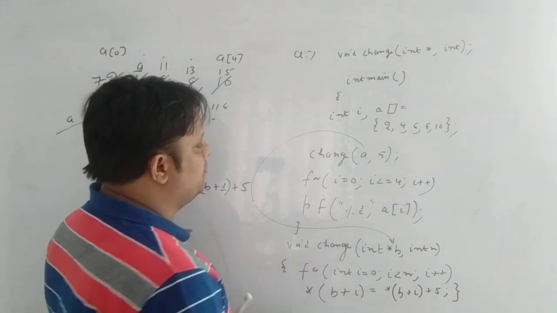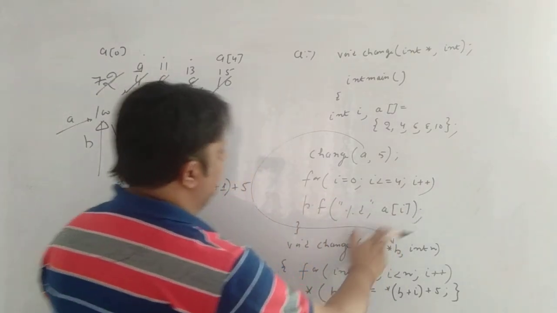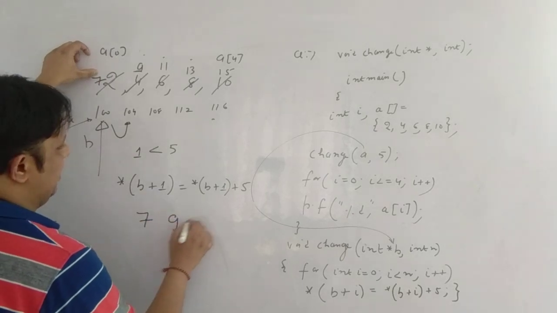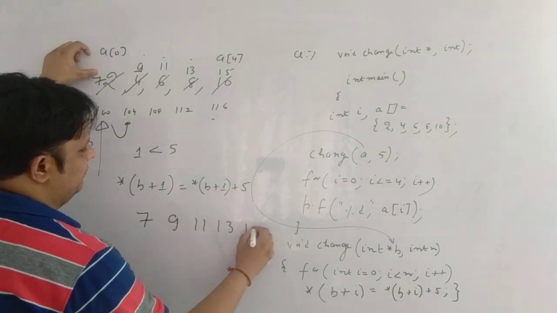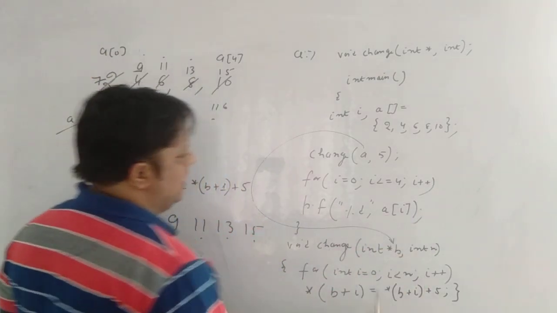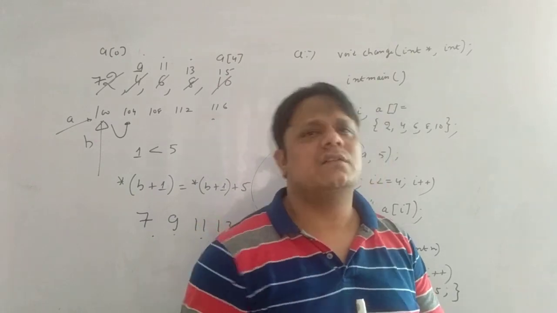Now when the control goes back to main, you are printing for i = 0, i less than or equal to 4, you are printing a[i]. a[0] has been changed to 7. So the answer is 7, 9, 11, 13, 15, a[0], a[1], a[2], a[3], a[4]. And when the value of i becomes 5, 5 less than or equal to 4, your condition becomes false and you will come out of the loop, right?